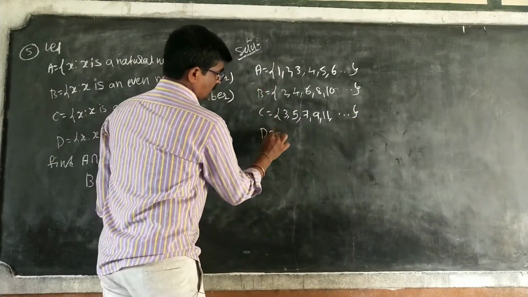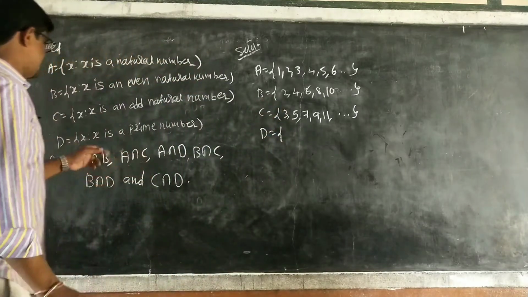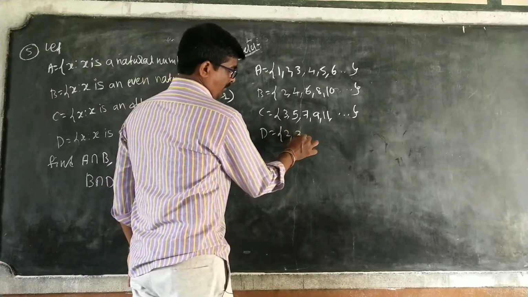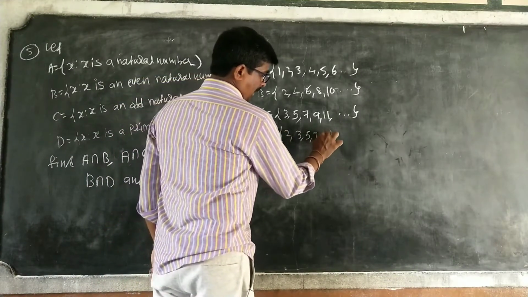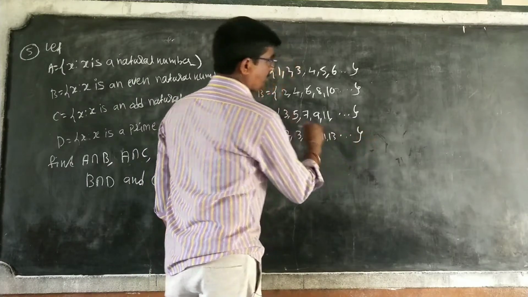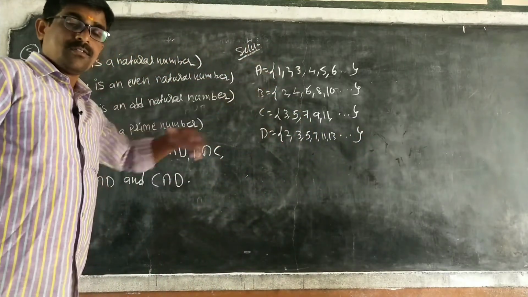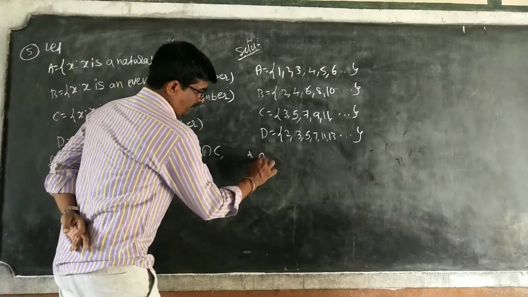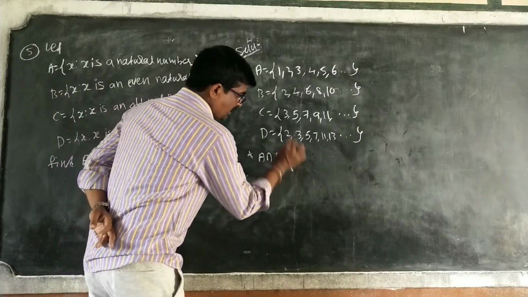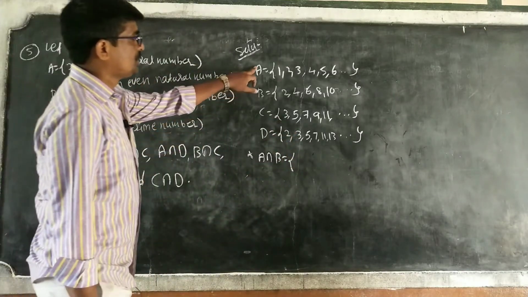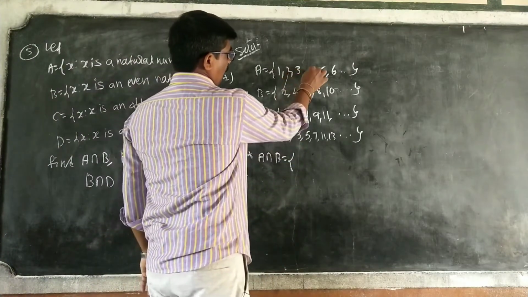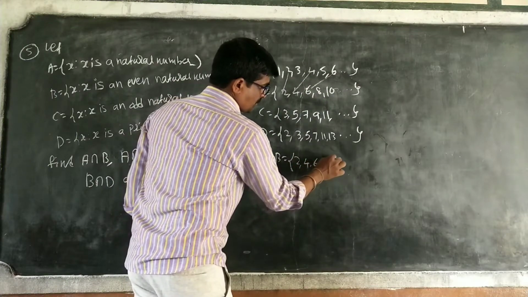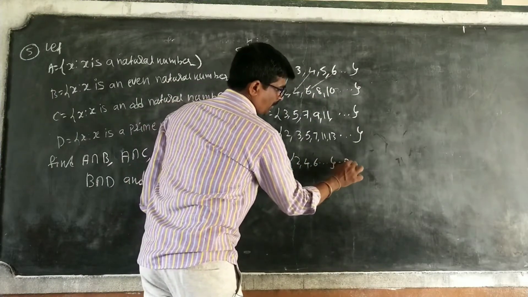Next, D is equal to X such that X is a prime number. What is the prime number? The first prime numbers are 2, 3, 5, 7, 11, 13 and so on. Okay, these are the sets. What we have to find? First we are finding A intersection B, one by one. Which are common? 2 is common, 4 is common, 6 is common. So 2, 4, 6 and so on, that is equal to set B only.